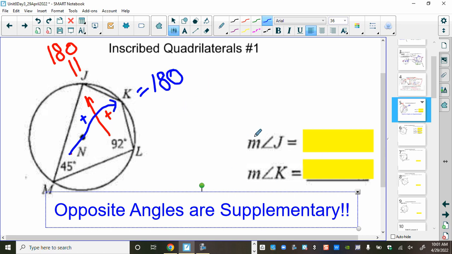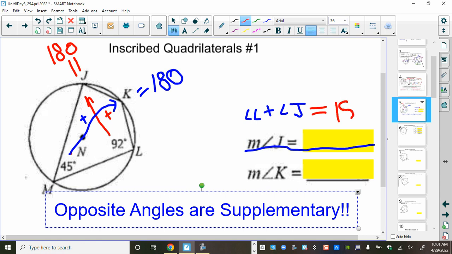So basically, we want to get angle J. Angle L plus angle J must add up to how many degrees? 180.